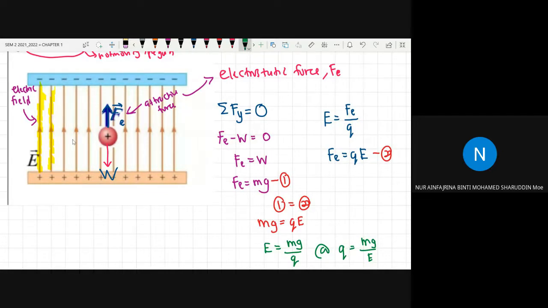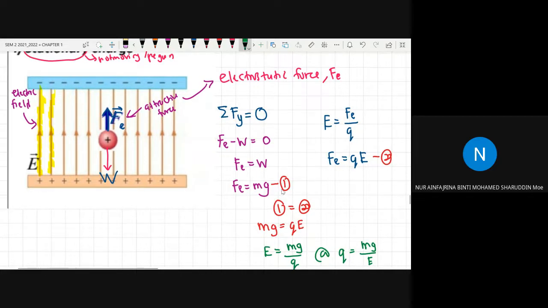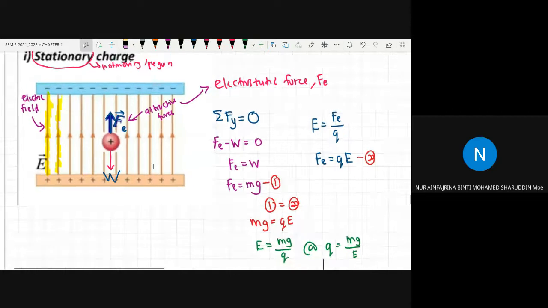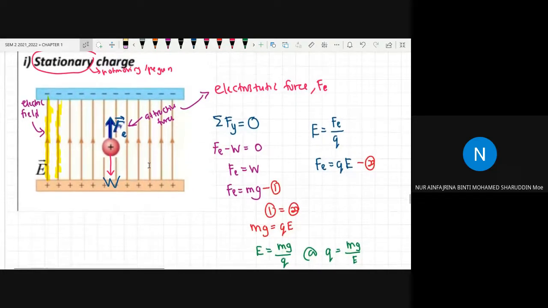Okay, so remember, dia adalah stationary. Bila dia stationary, submission of force dia akan equals to 0. And remember, dia adalah charge yang kita letak dalam electric field. So yang highlight kuning ni, actually all the way hingga habis ni dia adalah electric field.